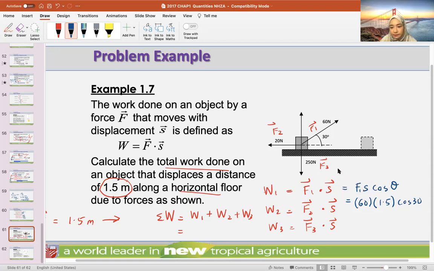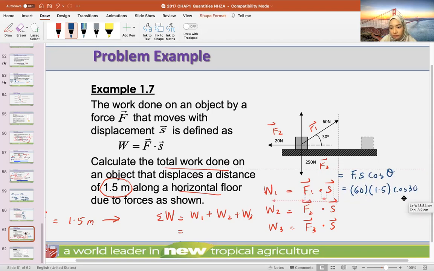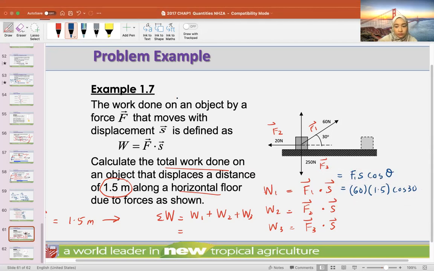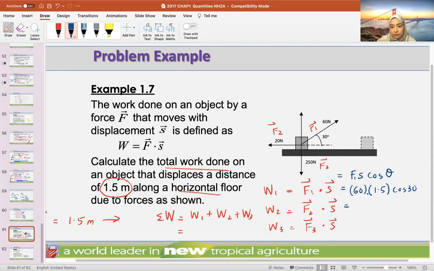And what about number 2? Work done number 2. 20, 1.5, cos, the angle here is confusing. 150. Okay, so someone tried 150. Let's see, nanti kita tengok betul ke tak. Don't worry about it. Kalau salah tak apa, we are learning here.